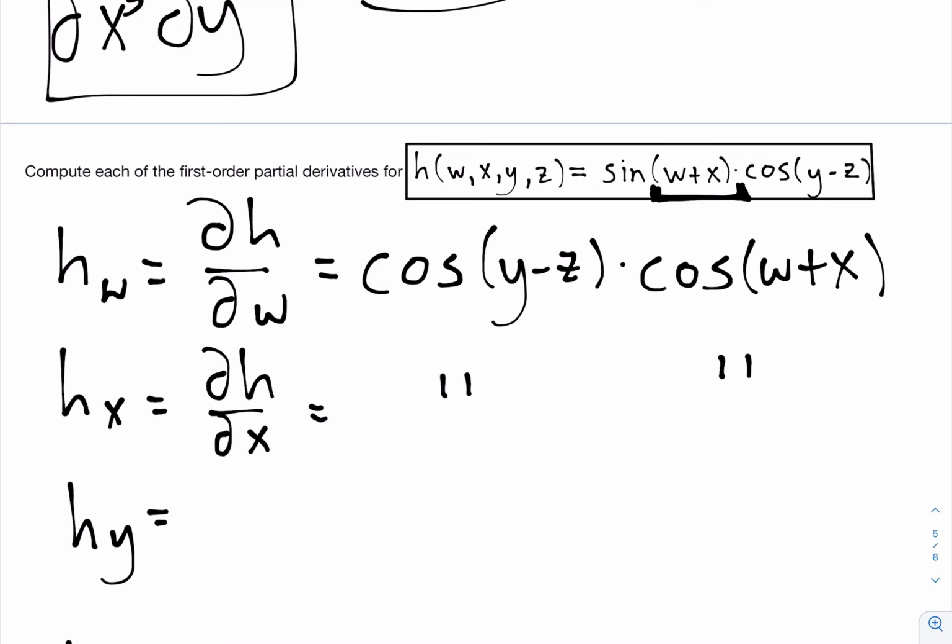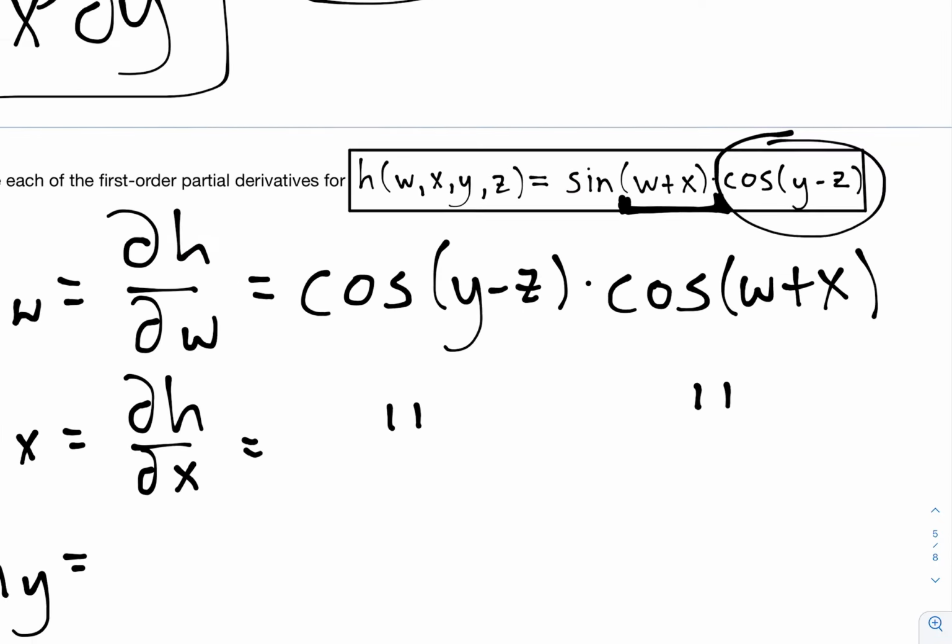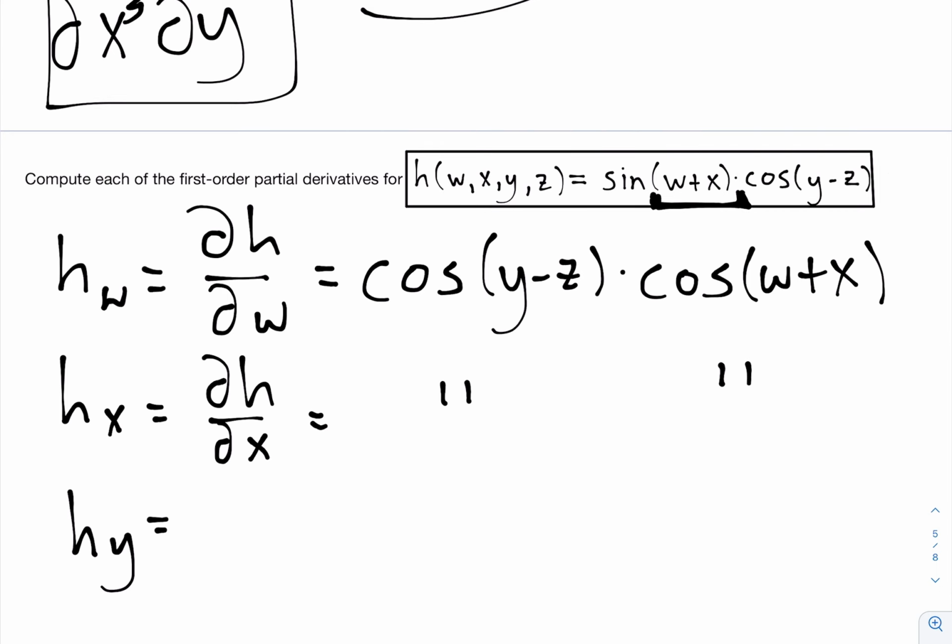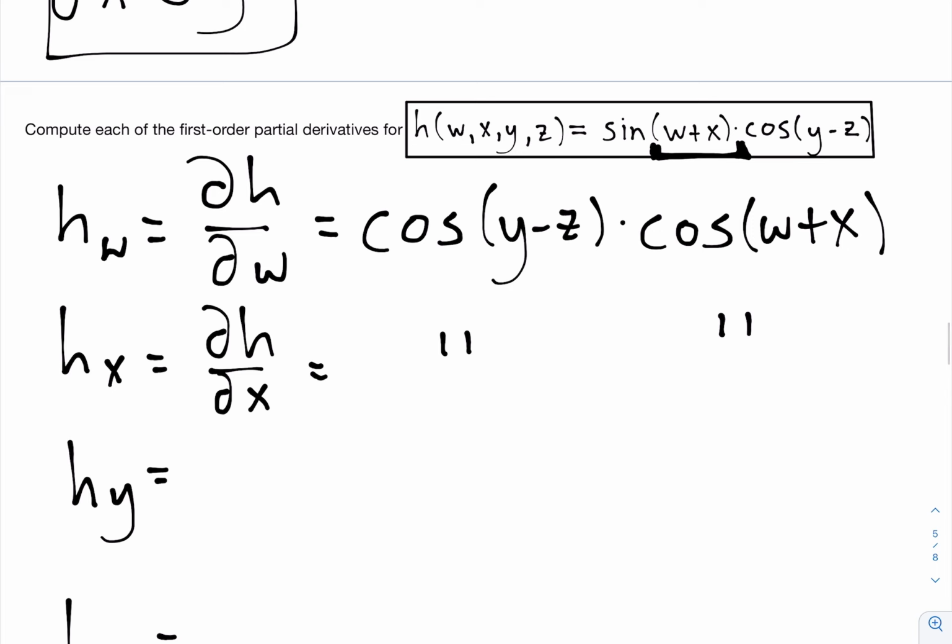Okay, and then the partial derivative of h with respect to y, it's going to be kind of the same idea, except the sine of w plus x is our constant now, right? Because our variable is the subscript here, y. So if our variable is y, that means this part is changing. This cosine of y minus z, that's the part of the function that's changing. Everything else is a constant, so we can just bring that out to the front here.